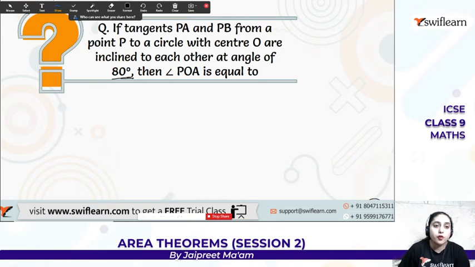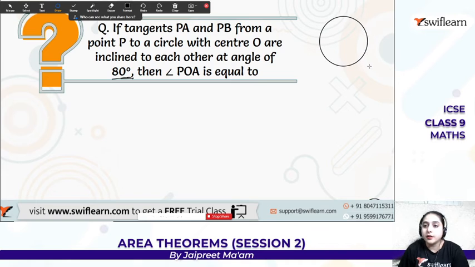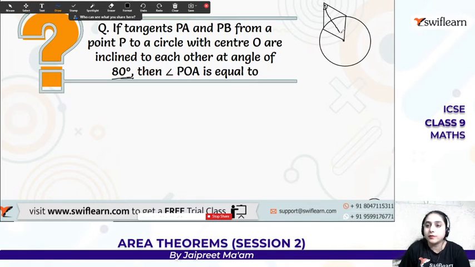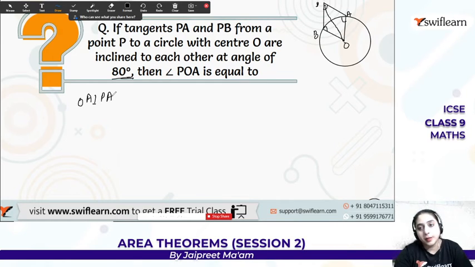So let's find out. First of all, we'll try to understand from the figure. This is our center point O, and our figure will be somewhat like this, with 90 degree and 90 degree, right? This line will be drawn, and let's name the points P, B, A, O. Now this is a tangent, so OA will be perpendicular to PA, right? And OB will be perpendicular to BP.